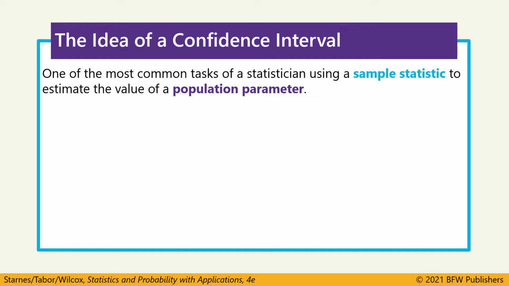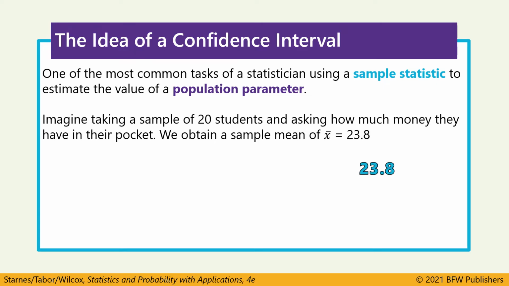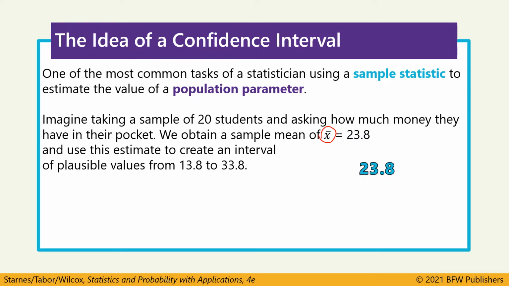One of the most common tasks of a statistician is using a sample statistic such as a p-hat or an x-bar to estimate the value about a population parameter such as p or mu. Imagine taking a sample of 20 students and asking how much money they have in their pocket. We obtain a sample mean of x-bar, because it's only about 20 students, not all students, equals $23.8. We would use that to create an interval of plausible values about the true population mean, mu, of how much money all students have in their pocket on average at that given time.